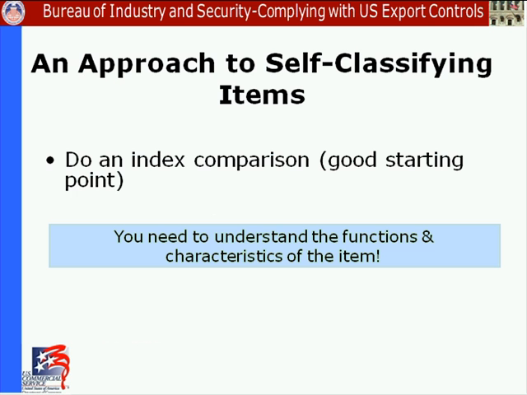Approach to self-classifying items: start with the index, the listing of all the items. You can go through and compare your items against that listing. It may give you some guidance as to what categories to look against and check. You need to understand the functions and characteristics of the item that you're trying to classify, because that may drive you to other places in the Commerce Control List where you may find that item.